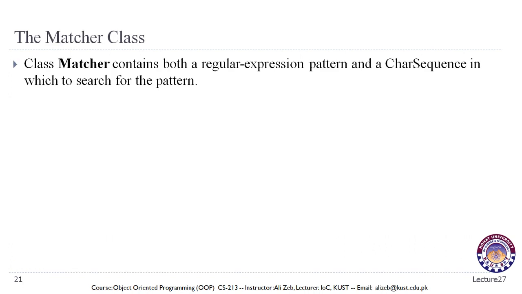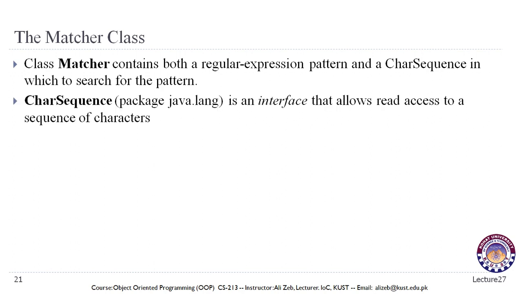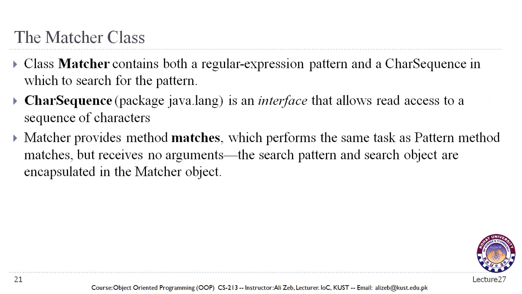The Matcher class contains both a regular expression pattern and a character sequence in which to search for the pattern. CharSequence of the package java.lang is an interface that allows read access to a sequence of characters. Matcher provides method matches, which performs the same task as Pattern method matches, but it receives no arguments. The search pattern and search object are encapsulated in the Matcher object.